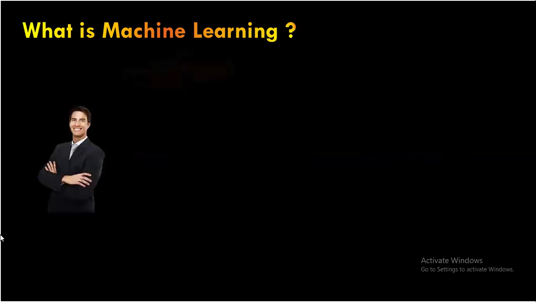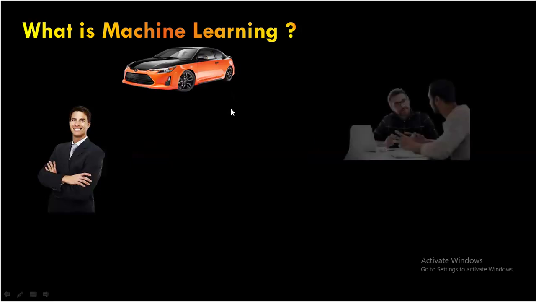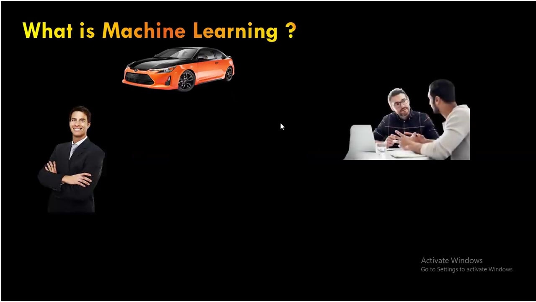So here you can see he is Raj. This gentleman's name is Raj. He wants to buy a car, but he needs a loan from, let's say, XYZ bank. So he fills out a loan application and meets the bank manager, Mr. John.